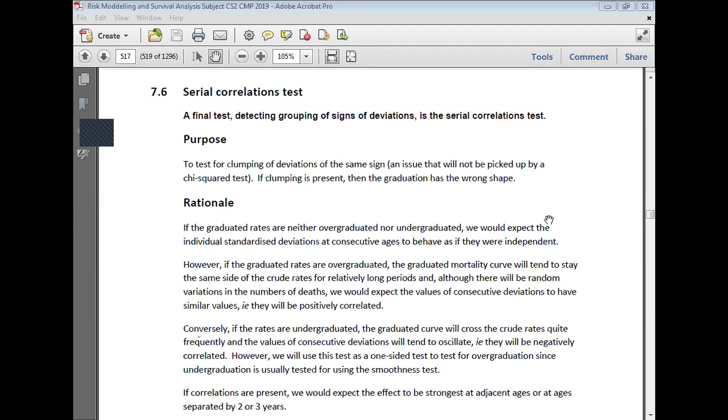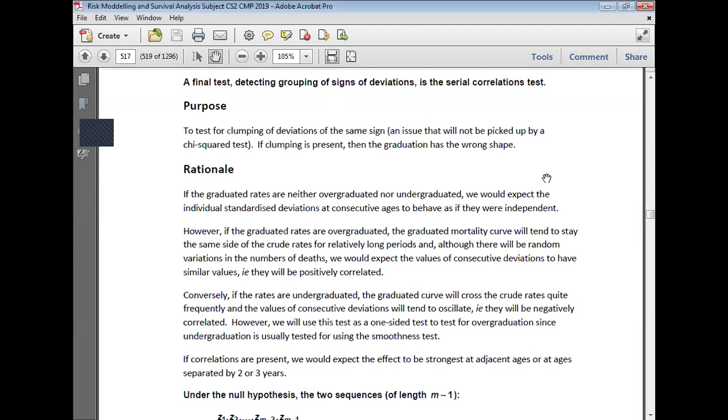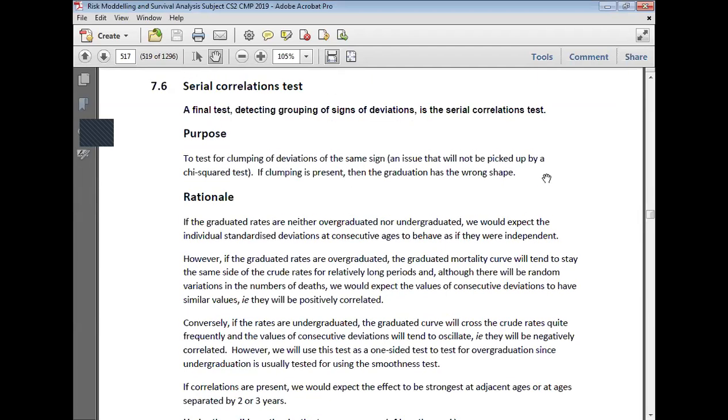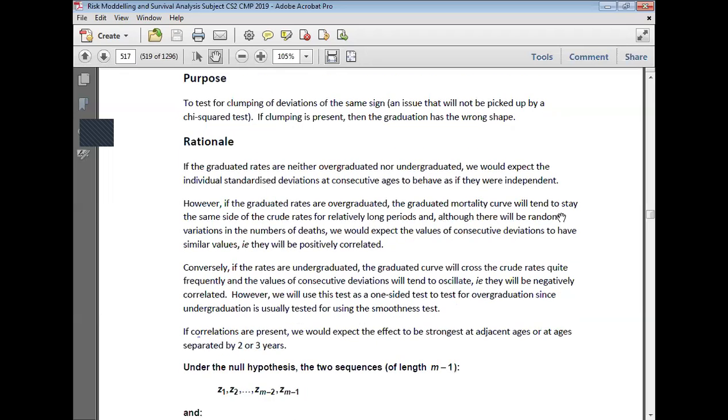And again, here we are going to see whether we have a run of positives or a clump of deviations of the same sign. And if this is present, then the graduation has the wrong shape.